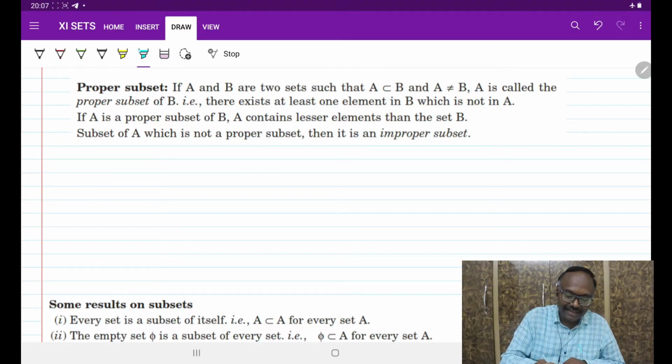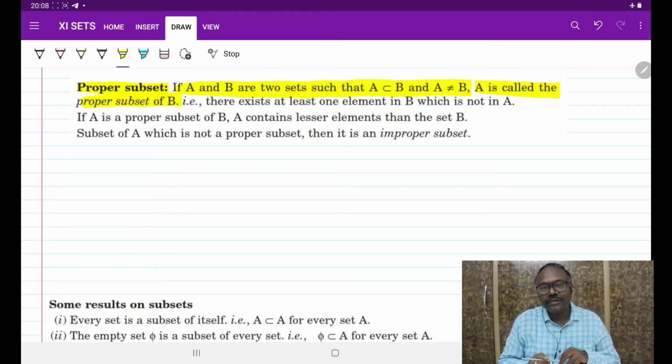Now let us see how to write this definition. Let us write down proper subset. If A and B are two sets such that A is a subset of B and A is not equal to B, then A is called the proper subset of B. In such a case the only subset which is not a proper subset is the set itself. If you are asked what is the subset which is not a proper subset, then we can say the set itself, and such a set is called an improper subset.